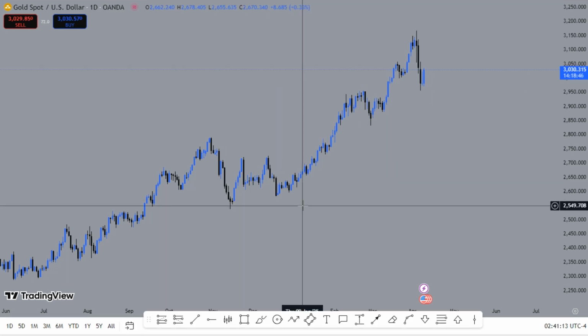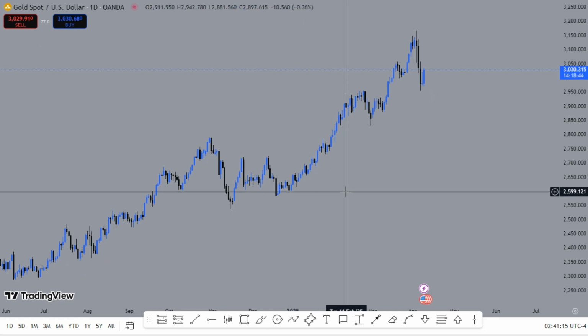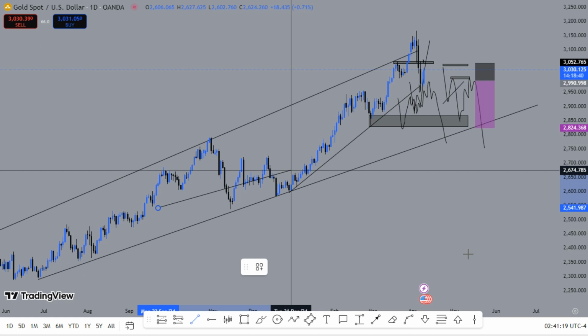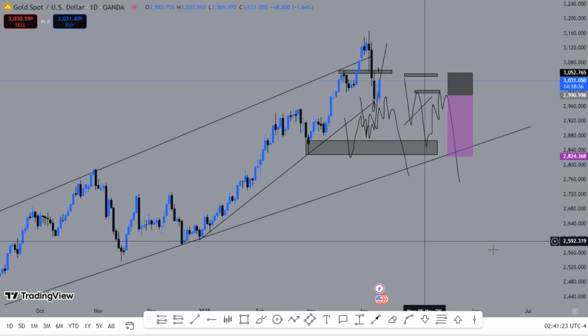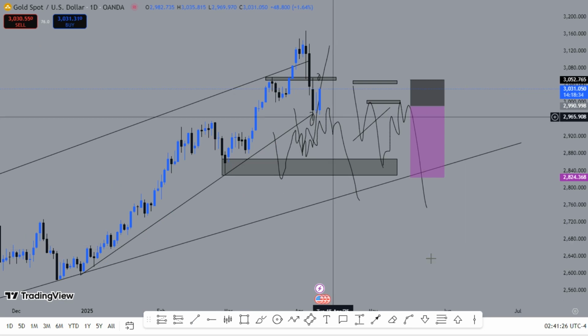I want us to look at gold from where we left, right? So I think my drawings are still there. Now, if you watched my previous video, we talked about what we were anticipating gold might be doing, right? So you see, we still have our drawings right there.